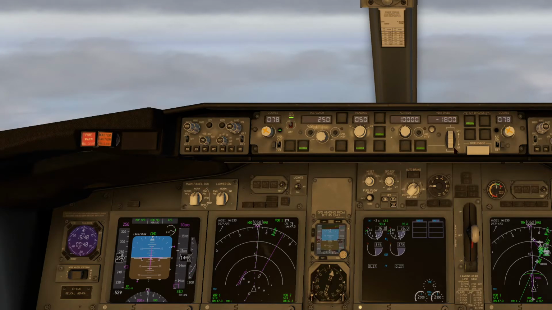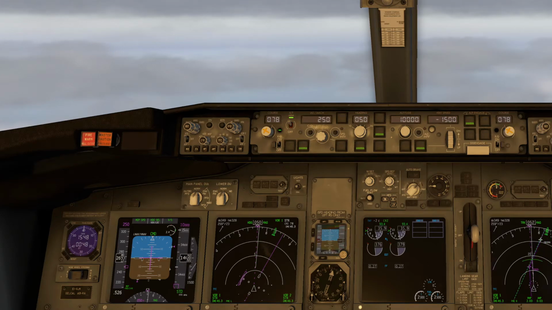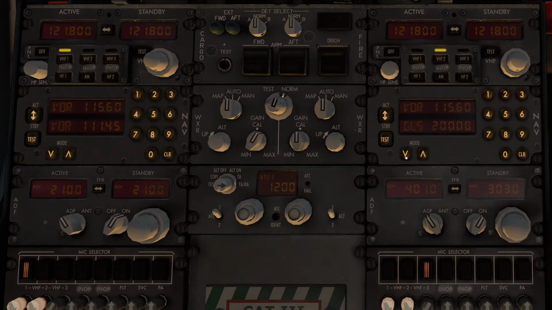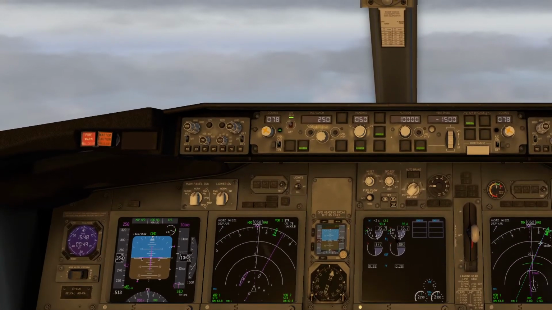Can reduce the descent to 1500 feet per minute. And we can set the ILS frequencies 109.55 in the standby on both sides. We've got 226. Course.